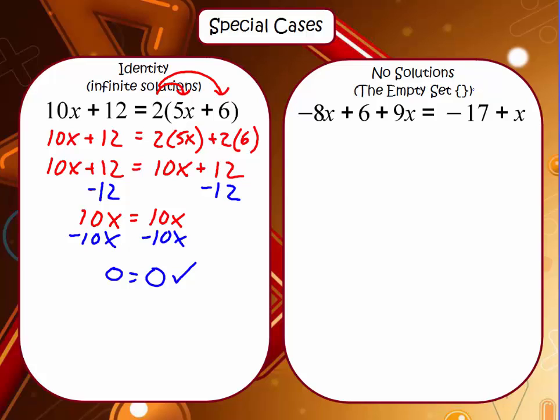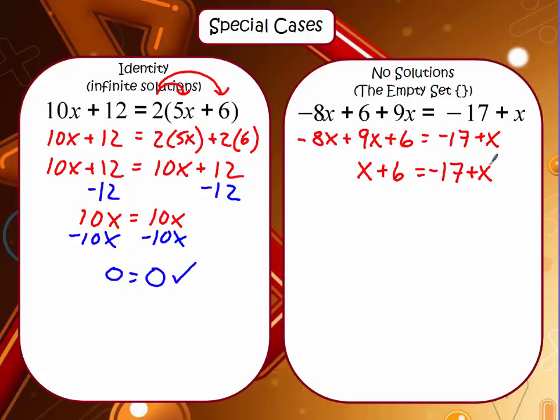And let's see. So let's work on simplifying. On the right-hand side, I can simplify. I do have like terms over here. But why don't we use the commutative property first and move this 6 and 9x. So I have negative 8x. The commutative property, I can move the 9x here and the 6 here, equals negative 17 plus x. Nothing's happened on the right. So negative 8x plus 9x, when I combine those, that leaves me with just x plus 6. Over here I have negative 17 plus x.